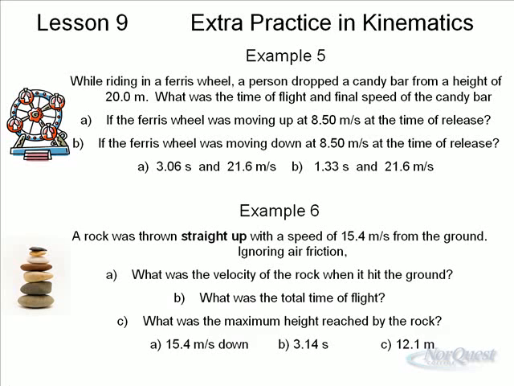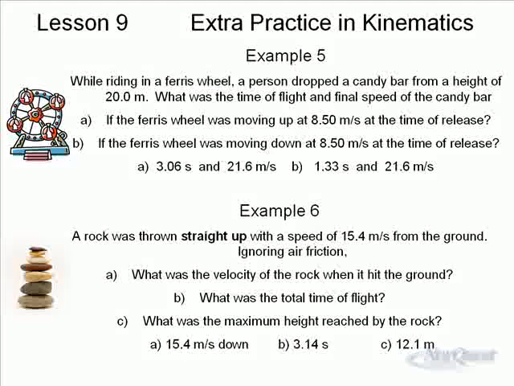Example number 6 says a rock is thrown straight up with a speed of 15.4 meters per second, ignoring air friction. What's the velocity when it hits the ground? What's the total time of flight? And what was the maximum height reached by the rock?